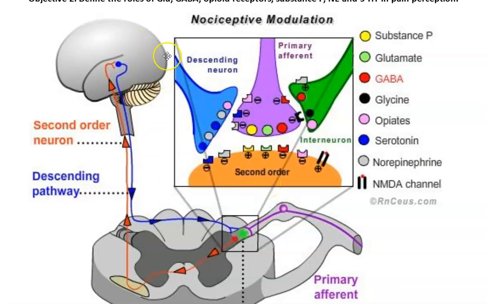Then you see that blue one coming down, that descending neuron, which is releasing serotonin, norepinephrine, and opiates. And what it's doing, it's inhibiting that second order neuron to say, hey, stop responding to that information. And then it's also inhibiting the primary afferent to say, hey, stop sending that information.